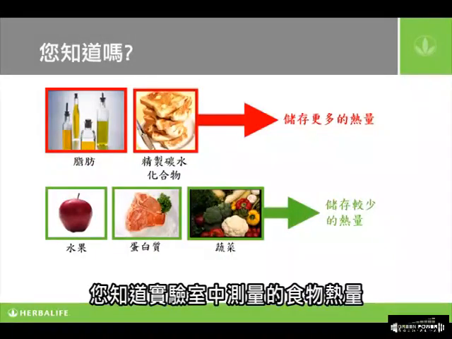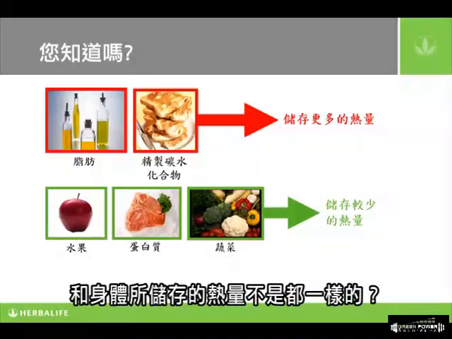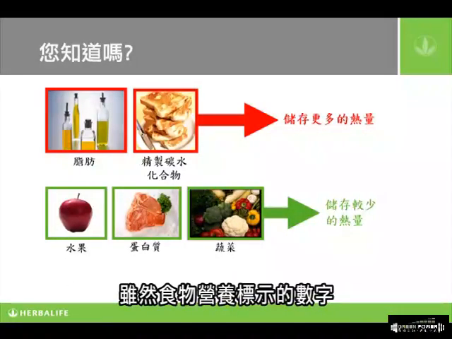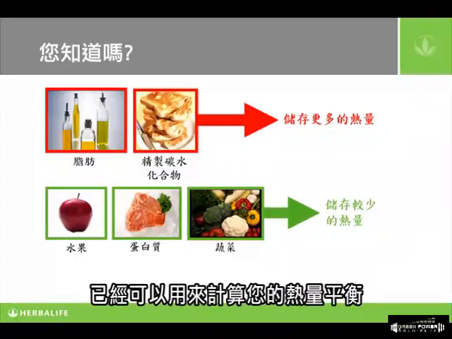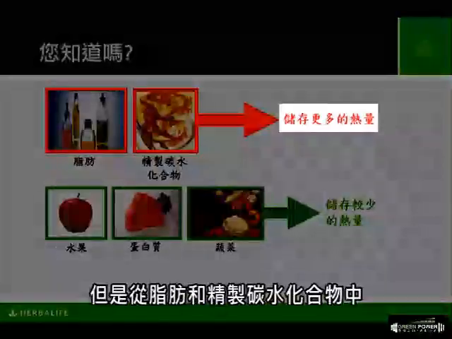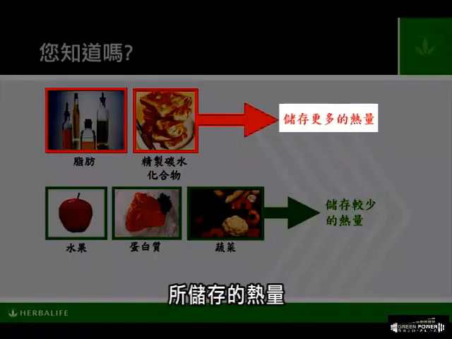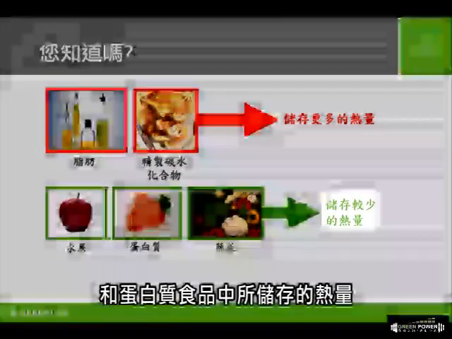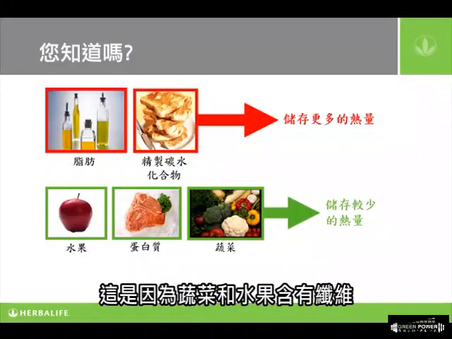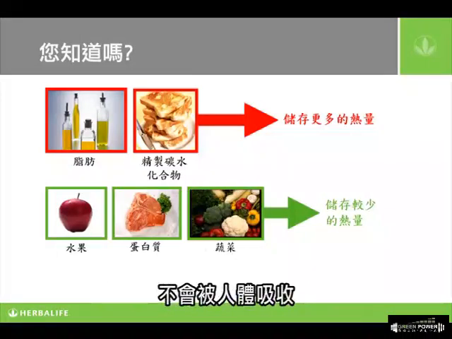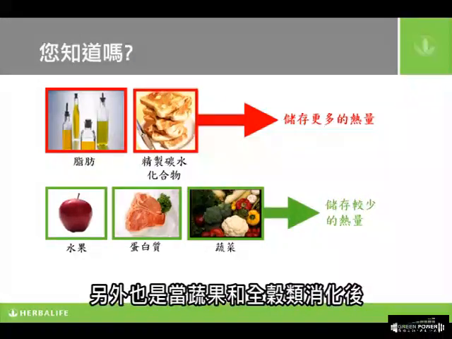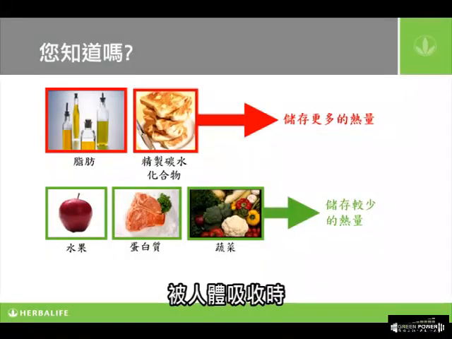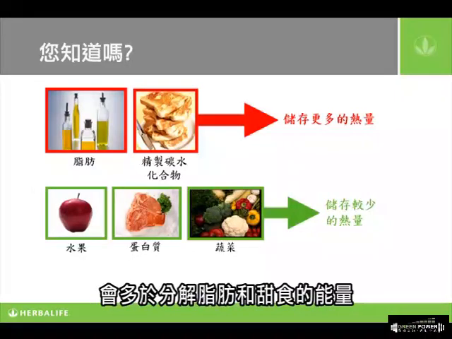Did you know that food calories measured in a laboratory are not always the same as the calories your body stores? While the numbers on food labels are close enough to use in measuring your calorie balance, you store more calories from fats and refined carbohydrates than you do from whole fruits, vegetables, and whole grain carbohydrates and protein foods. This is because fruits and vegetables contain fiber, which is not absorbed, and because it takes more energy to process fruits, vegetables, and whole grains than it does to break down fats and sweets before they can be taken up by the body.